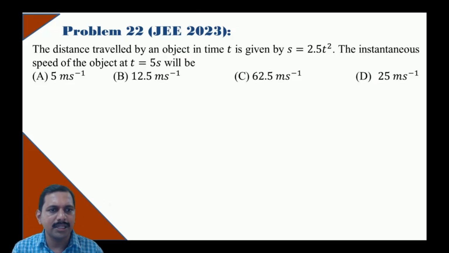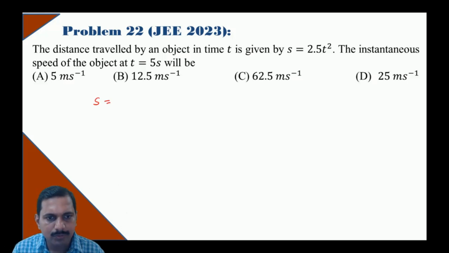The problem goes like this. The distance traveled by an object in time t is given by s = 2.5 t². The instantaneous speed of the object at t = 5 seconds will be. Pretty straightforward. So what is given?